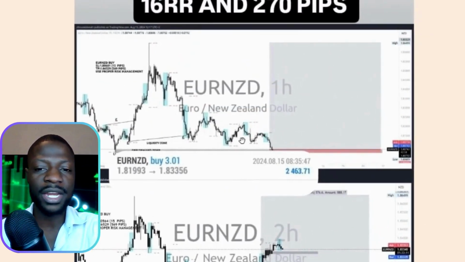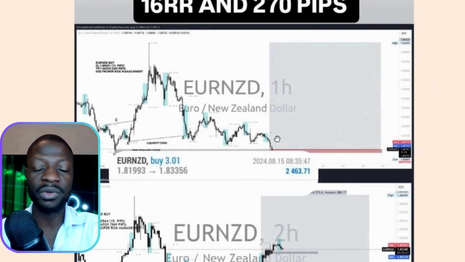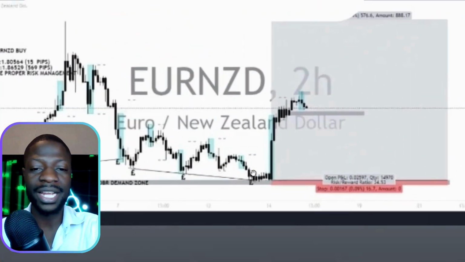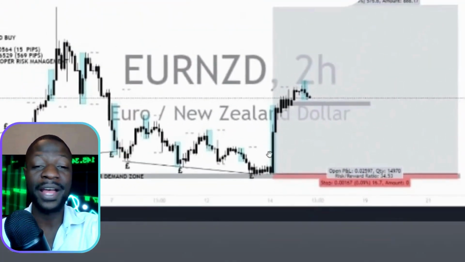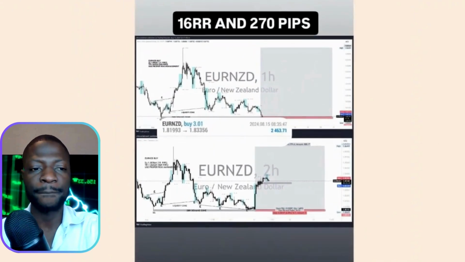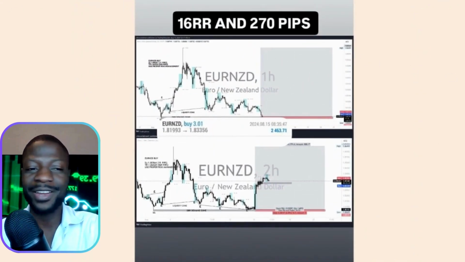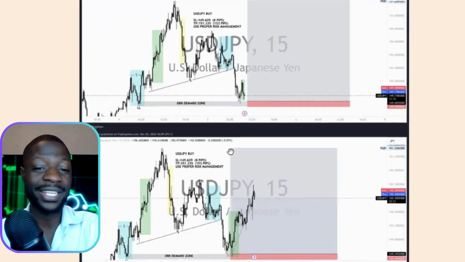We have a drop base rally. We got multiple break of structures. We got also liquidity right here. Then the market eventually comes to our zone, and then just look at the kind of candles that push this to the upside. Just amazing, right? So this is like a 1 to 16 risk to reward ratio. Our risk to reward ratio is just crazy, guys.